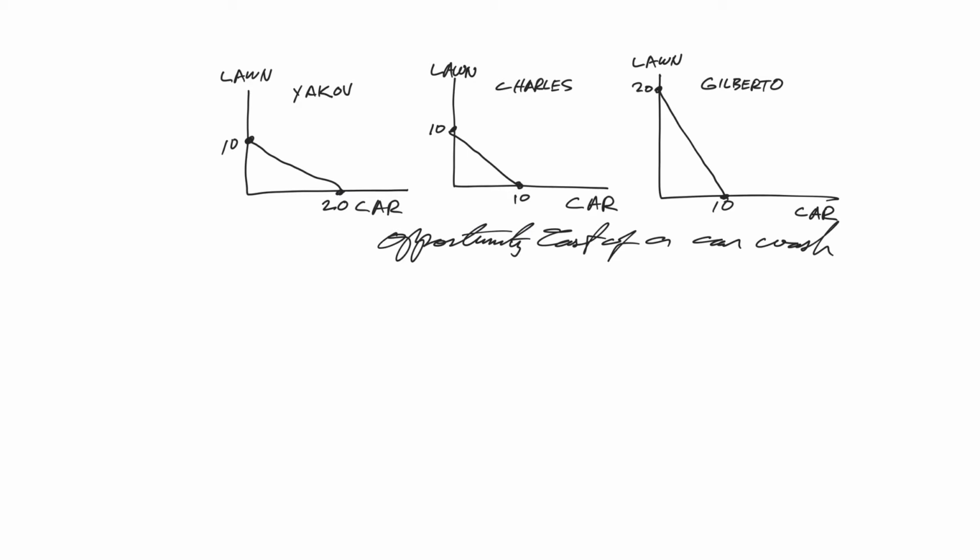Now the problem calls for us to calculate the opportunity cost of a car wash. Now remember, the opportunity cost is what you give up to get something. So what does Yakov give up when he produces a car wash? Well, to calculate that, let's put a 0 in here. We need to have that point.